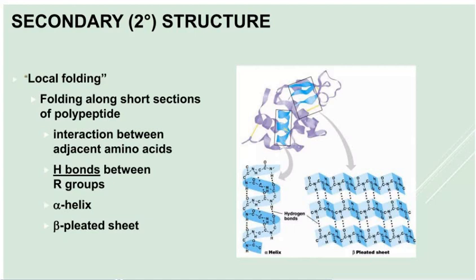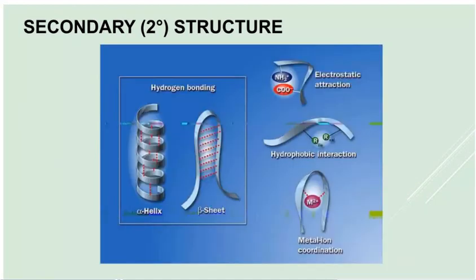Now secondary structure: local folding, folding along a short section of polypeptide, interaction between adjacent amino groups, hydrogen bonds between R groups, alpha helix and beta pleated sheet. In secondary structure you can see the hydrogen bonding, electrostatic attractions, hydrophobic interactions, and metal coordination.